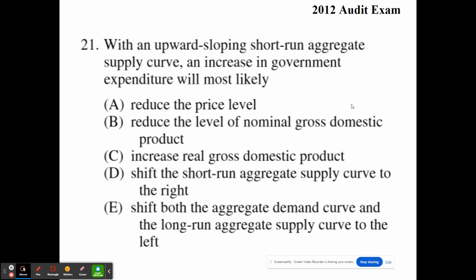All right, hopefully you've unpaused by now. So a lot of distractors here. An upward sloping short-run aggregate supply curve. Well, it's always upward sloping, so again, distracting. So we're just going to assume an increase in government spending would do what? We know that's an expansionary fiscal policy, and that's going to increase GDP. So we're going with C.